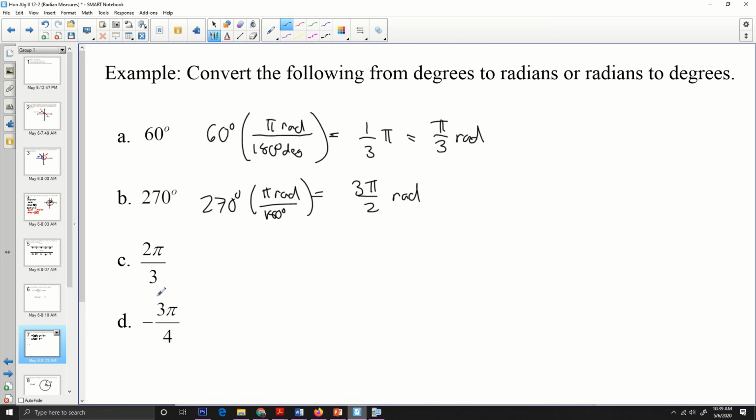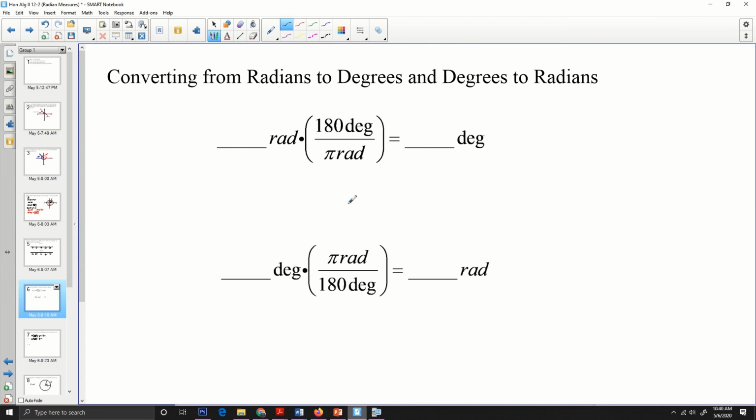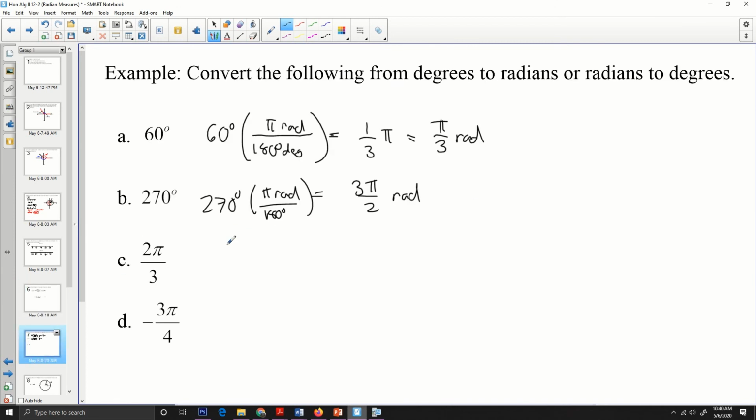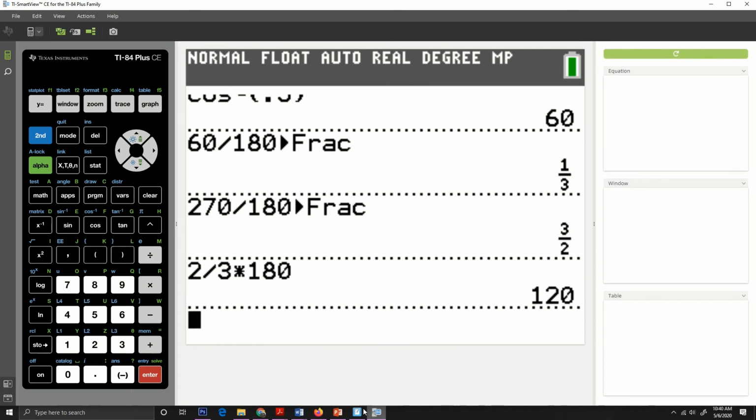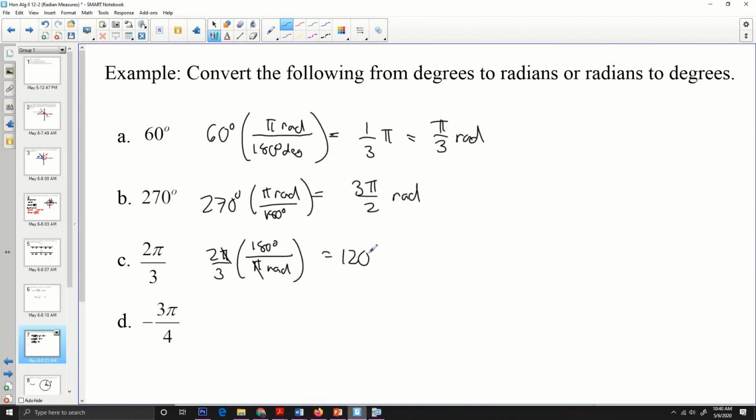And then if I have 2 pi over 3 radians, well, I'm going to use the radians conversion factor. That one will give me 2 pi over 3 radians, and then I'll go pi radians over 180 degrees. And the pi's will cancel. So it's just 2/3 of 180. So if I go to my graphing calculator, I go 2 divided by 3 times 180. I get 120. So this is 120 degrees.